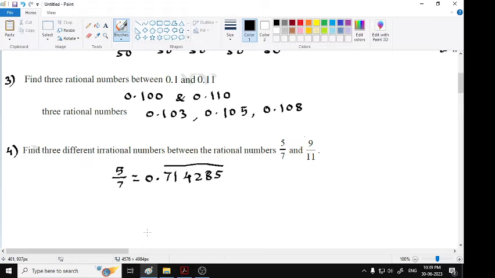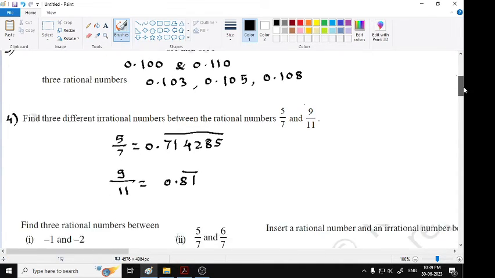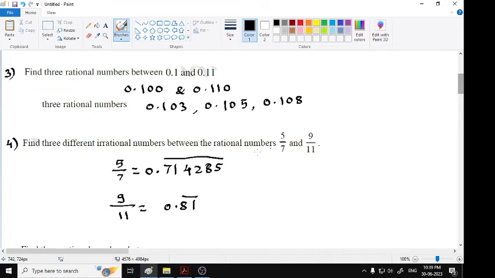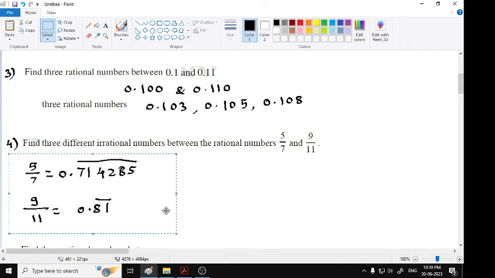Now let us find the decimal expansion of 9 upon 11. The decimal expansion of 9 upon 11 is 0.818181. So this can be written as 0.81 bar. These are two rational numbers and we have to find irrational numbers between them. Now decimal expansions of irrational numbers are non-terminating and non-recurring. So consider any number between 0.71 and 0.82. Three different irrational numbers.